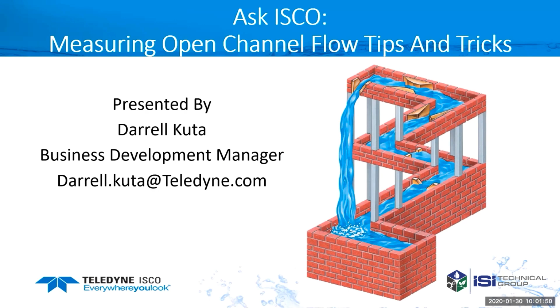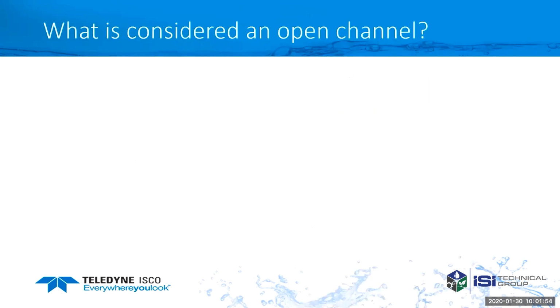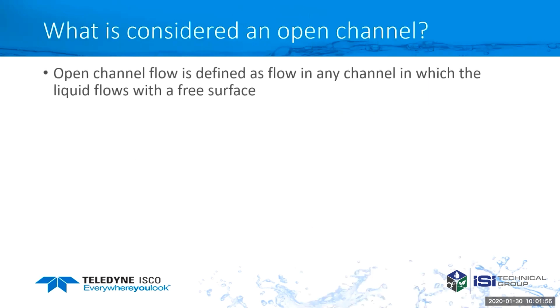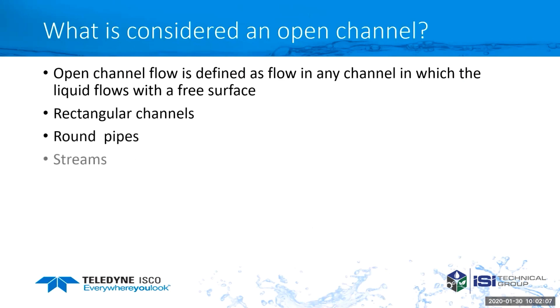So we're going to talk about open channel flow measurement today. So what is considered an open channel? Open channel is defined as a flow in any channel in which liquid flows with a free surface. It can be a rectangular channel, round pipes, streams, sometimes occasionally full pipes, and through primary devices such as weirs and flumes.